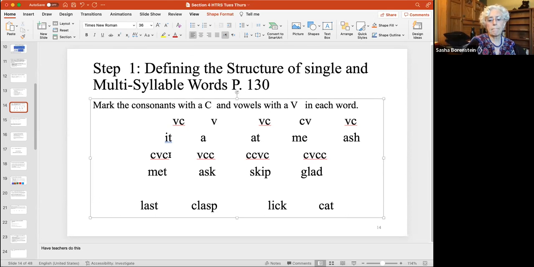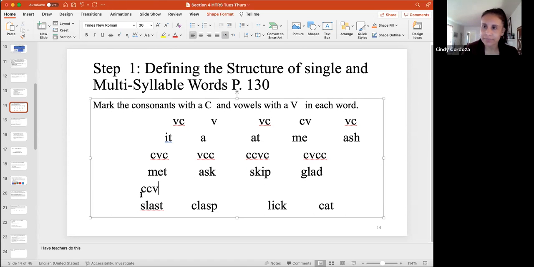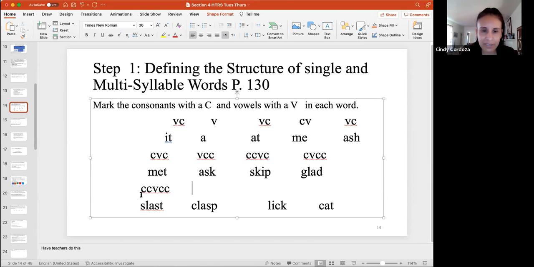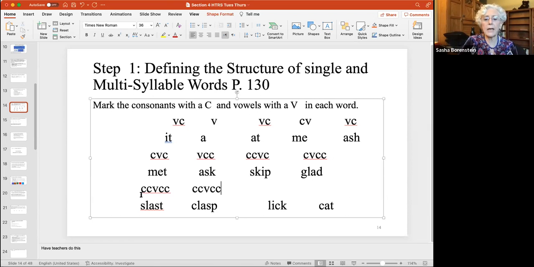So, I'm going to add one here just for the heck of it. What would you say the consonant vowel pattern is in slashed, which is a nonsense word? Consonant, consonant, vowel, consonant, consonant. Exactly. Pretty complex one syllable word, eh? It's got a cluster at the beginning and a blend at the end. What about the word CLASP? I think it's the same thing. Blend at the beginning, blend at the end, vowel in the middle. I agree. I agree completely.